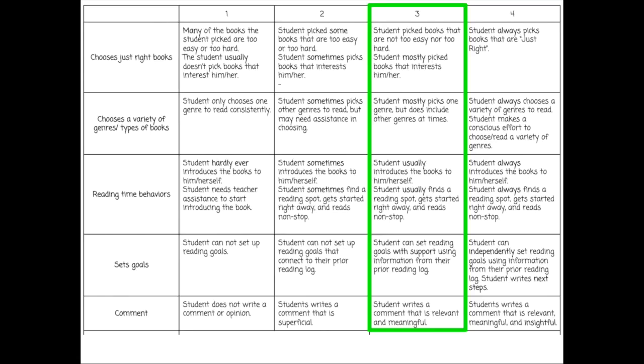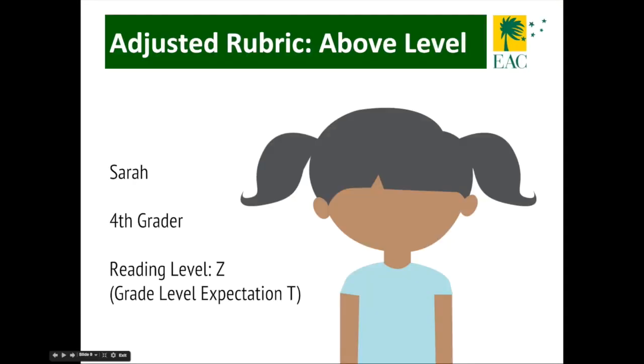Here is an example of a rubric used in a classroom. The 3 is the expectation and where we want our students to be. You can see it is a 4-point rubric, 1, 2, 3, and 4. And here's the criteria. Now, what happens if we have students that are above grade level?